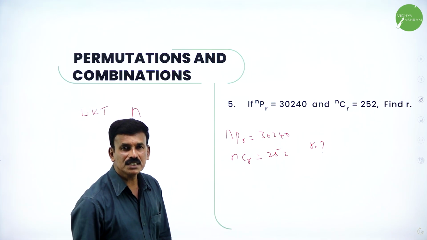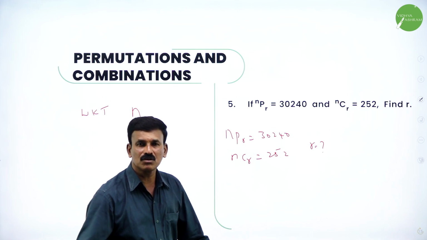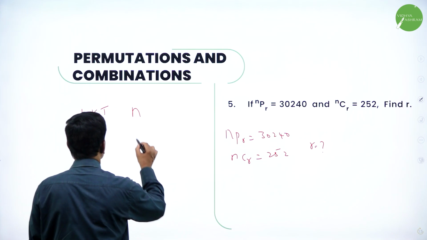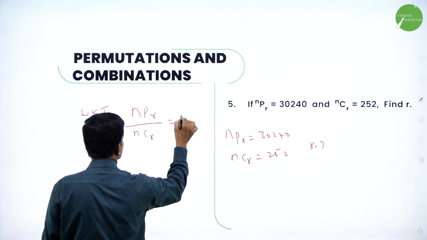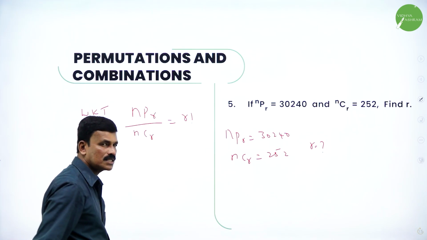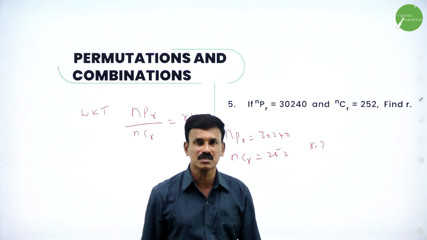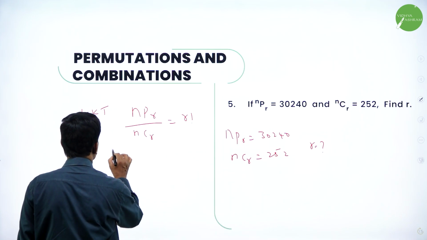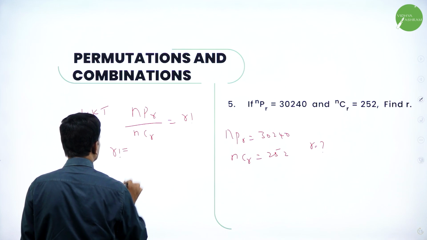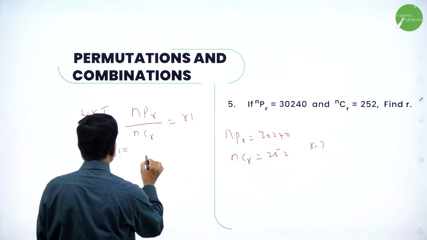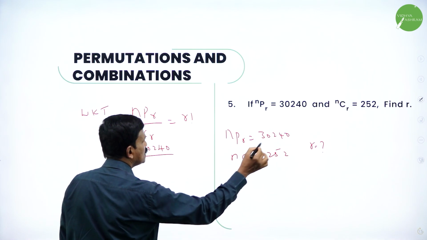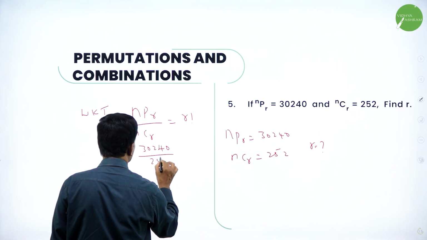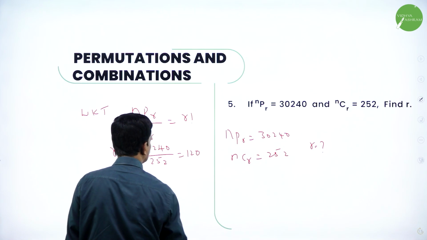So we know the relation nPr divided by nCr is equal to r factorial. Use this relation, you will get the answer. Now r factorial is equal to what is given? nPr is 30240 divided by nCr. What is nCr? 252. If you divide, you will get 120.